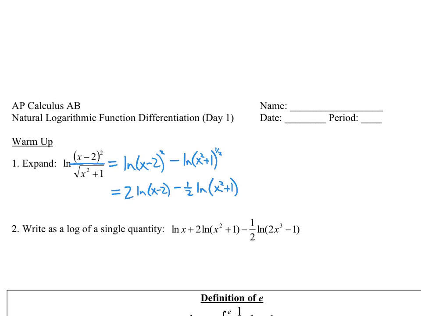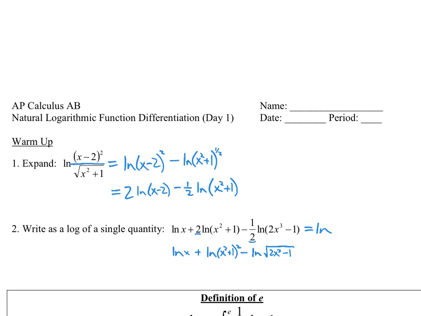Alright, so let's go the other way. First of all, if I'm writing this logarithm as a single quantity, in other words, I want ln of something, the first thing I would do is I see I have a couple of coefficients, so I'm going to actually pull those in. I have ln of x plus ln of (x squared plus 1) squared minus ln of, if that's to the 1/2 power, that means that's a square root of 2x cubed minus 1.